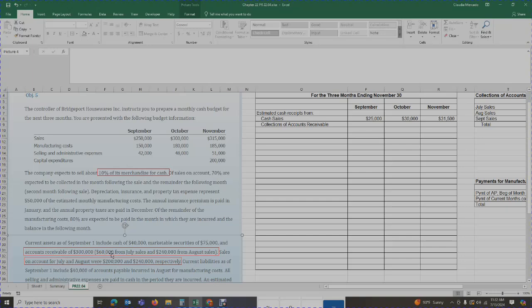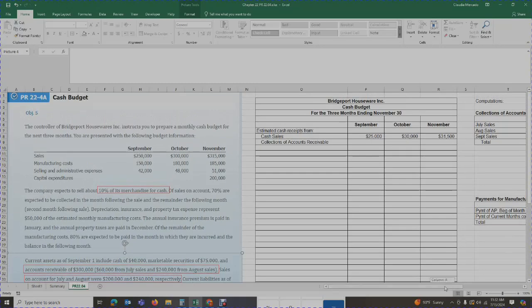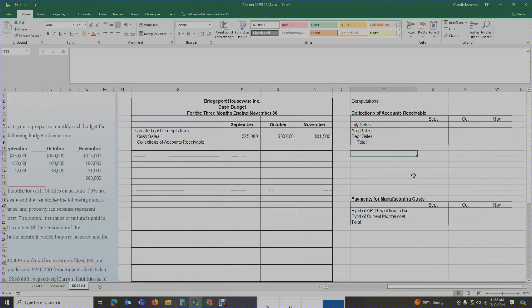In July, we had sales of $200,000. So let's do our calculation here. We had sales of $200,000, and we want to know how much of those sales is going to be collected in September. So we said the first month after the sale we collect 70%. So that would have been in August. August would have collected 70, and now in September we would have collected the rest. So the rest of the collection is 30%. So we're going to be collecting 30% of those sales in September.